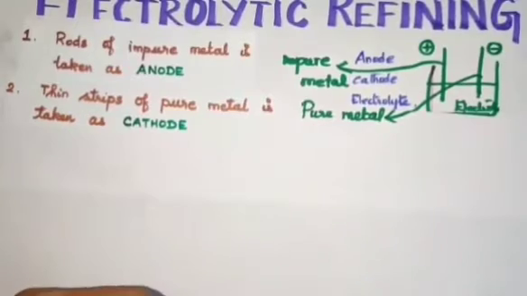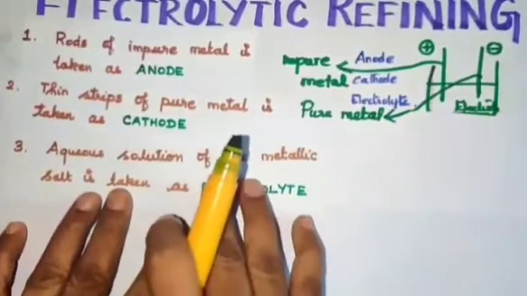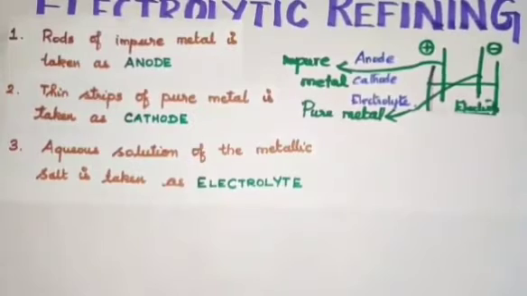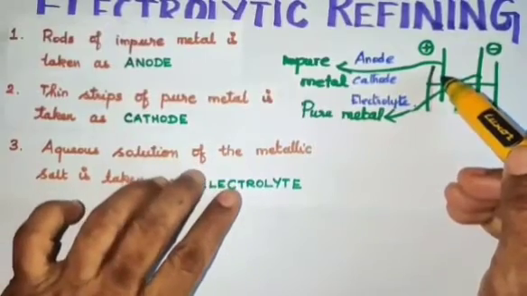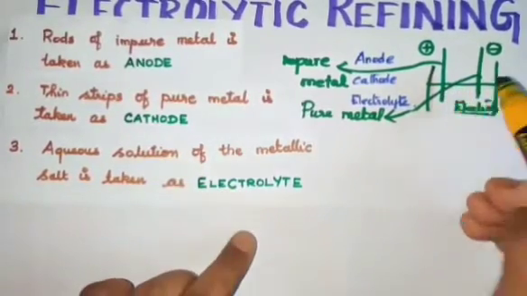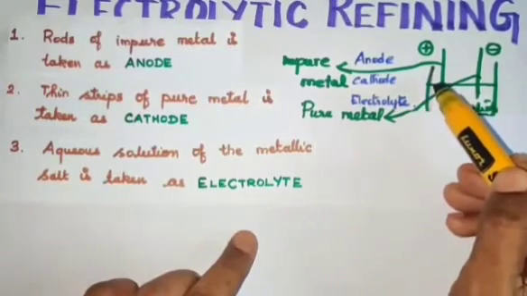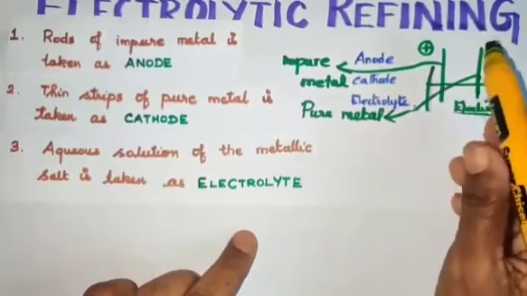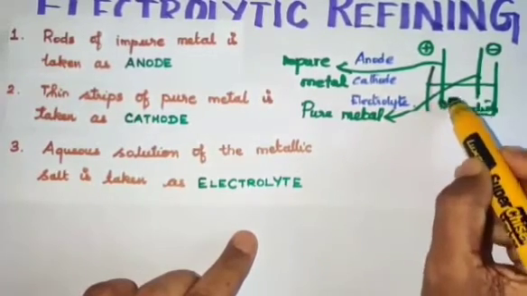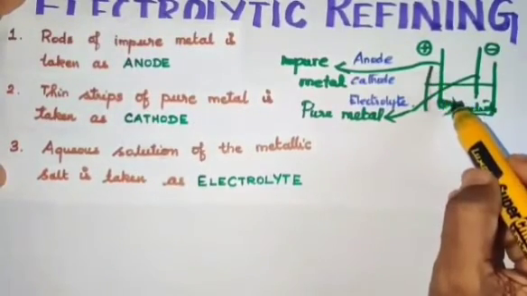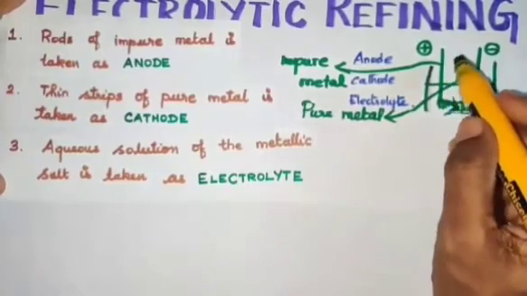Next, we need electrolyte. An aqueous solution of the metallic salt is taken as electrolyte. While passing the electricity, the metal from the anode starts to dissolve in the solution, and this metal is deposited on the cathode. The impurities present in the anode settle at the bottom of the anode.